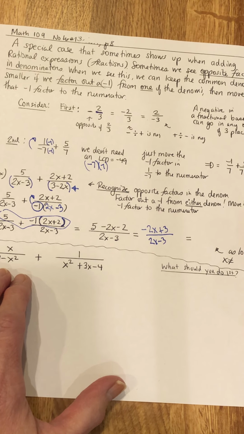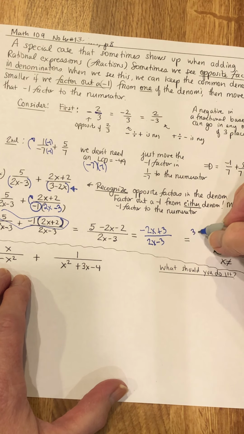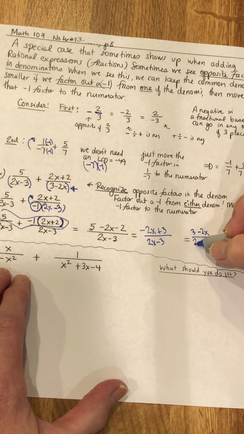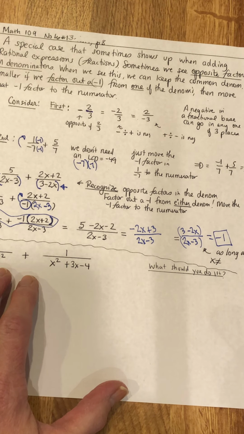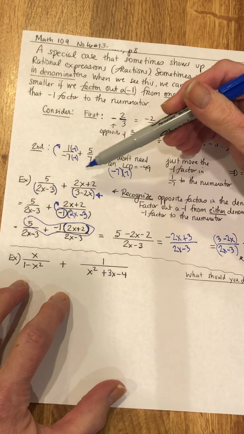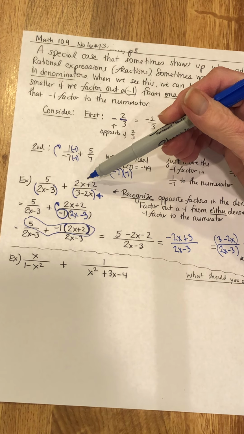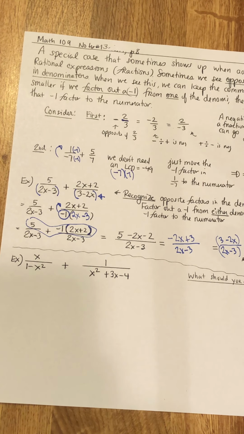And maybe you don't recognize what that is. Maybe if you wrote it this way, 3 minus 2x, that's what the numerator is, over 2x minus 3, you recognize these are opposite factors, and they cancel to a -1. So this big expression right here, no matter what you plug in for x, you could plug in a half for x. It'll turn out to be -1. You can plug in 7 for x. It'll turn out to be -1. You can plug in 1,000,000 for x. It'll turn out to be -1.